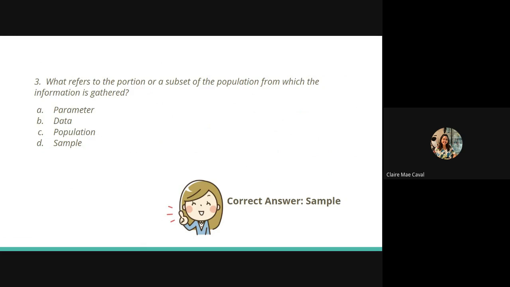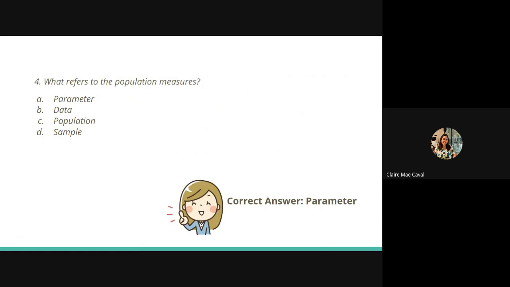Number 3, what refers to the portion or a subset of the population from which the information is gathered? Letter A, parameter; B, data; C, population; D, sample. The correct answer is sample. Again, I already discussed this in my previous slide. Subset of the population, meaning portion of the population, that is your sample. Sorry, class. That is your sample.